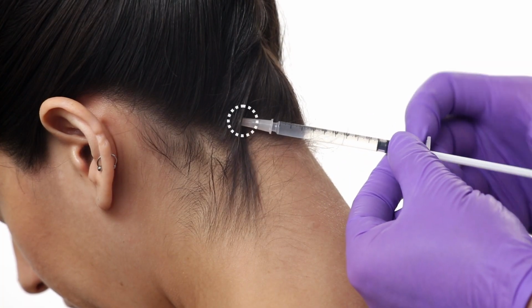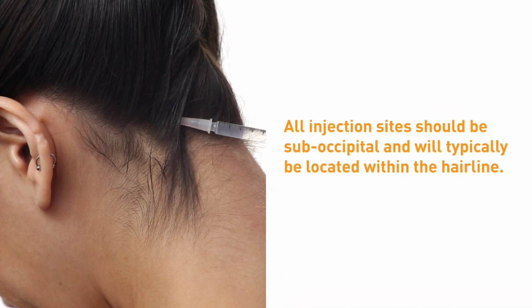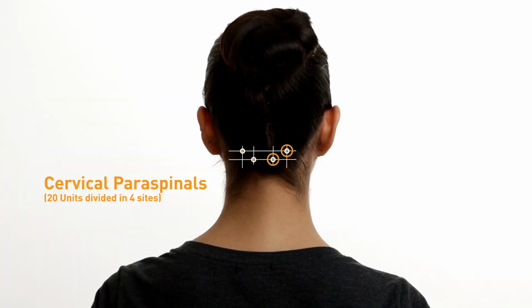When injecting the cervical paraspinal muscles, remember to angle the needle upward to avoid injecting any additional Botox into the lower neck region. All injection sites should be suboccipital and will typically be located within the hairline. Repeat the procedure symmetrically on the contralateral side.